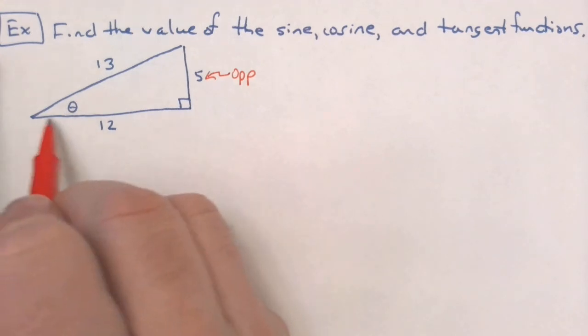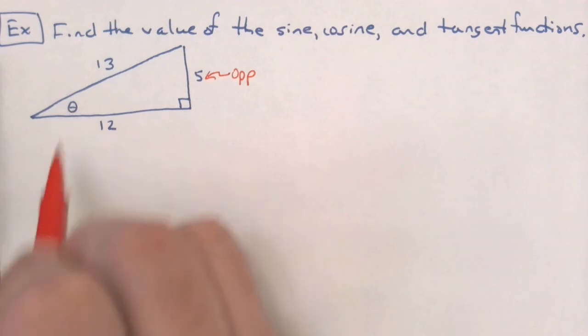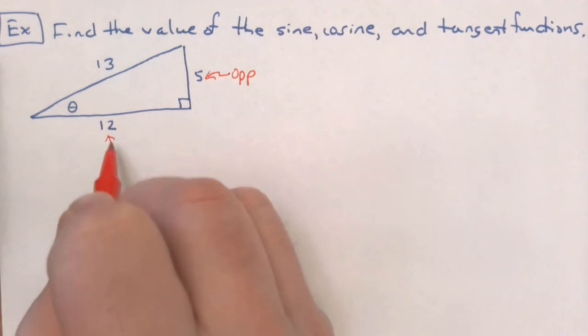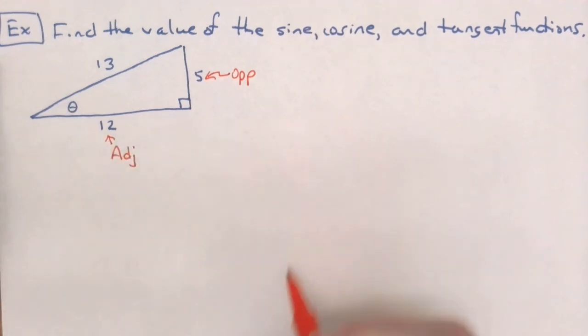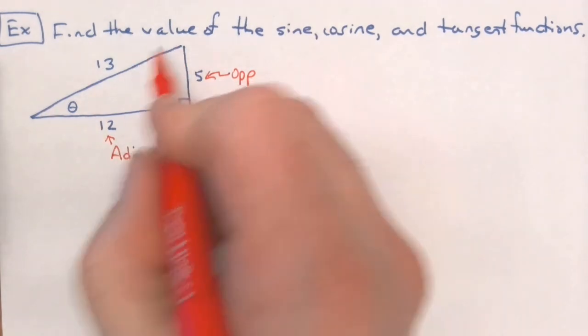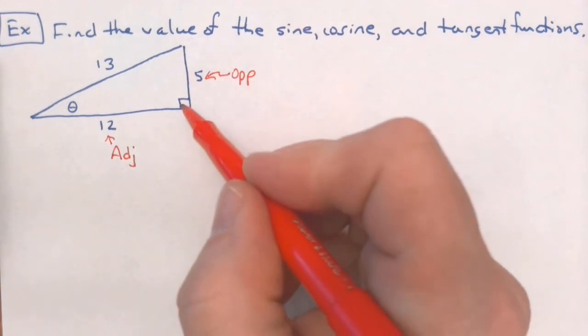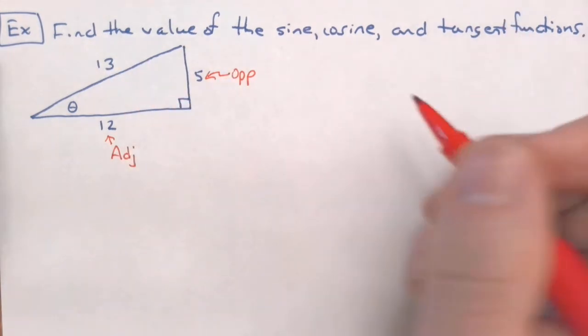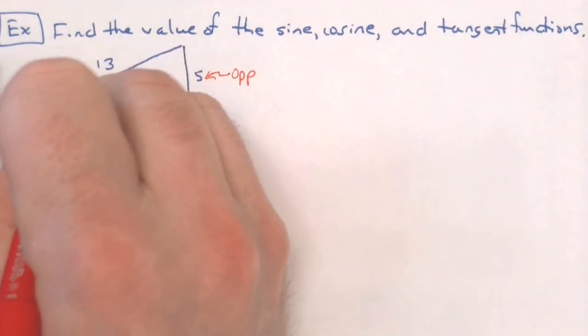And then the other leg here is touching angle theta. So this is our adjacent side. And then the side that doesn't touch the right angle at all, that's our hypotenuse. Or if you want to think of it this way, it's straight across from the right angle. You could think of it that way too.